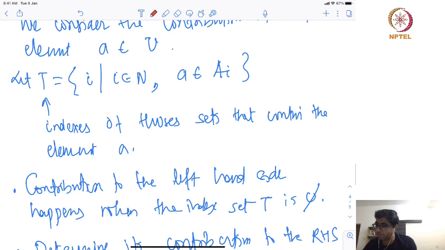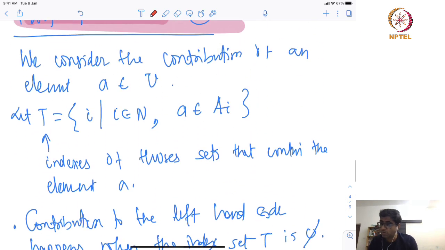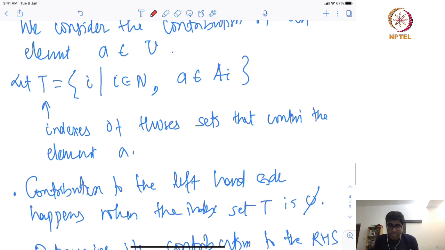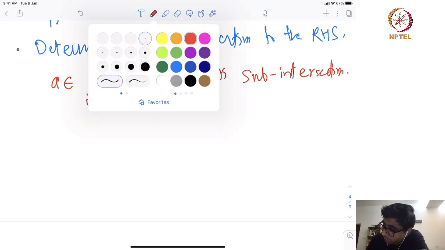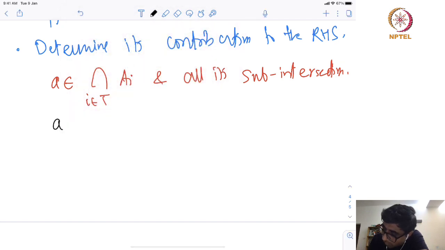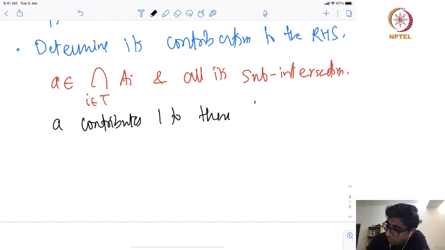So, now I ask myself, I know that A belongs to this index set. It means A is in all these A_i for i in T. So, A will appear in every subset of T, because it is in the intersection of these elements. So, for every S subset of T, I know that A belongs to its intersection, including phi, because phi is nothing but U itself. This implies A contributes 1 to these terms.